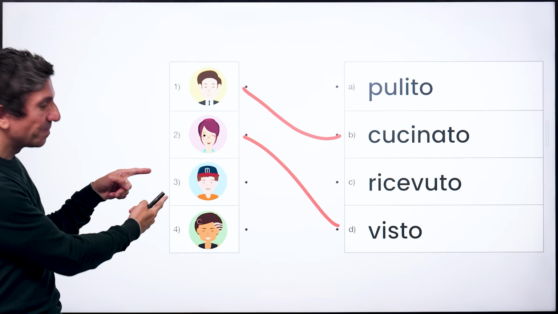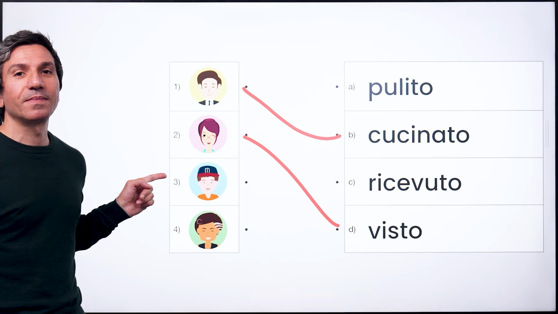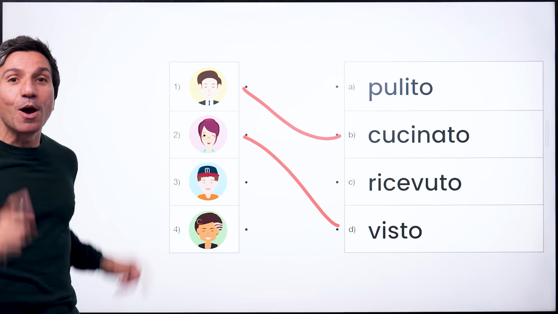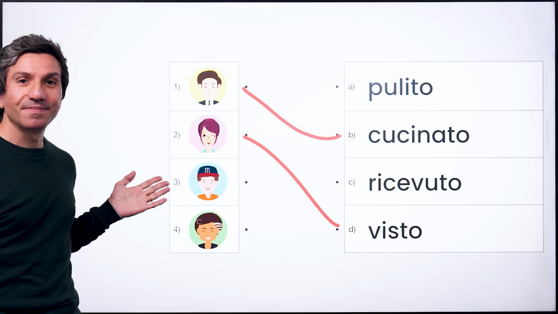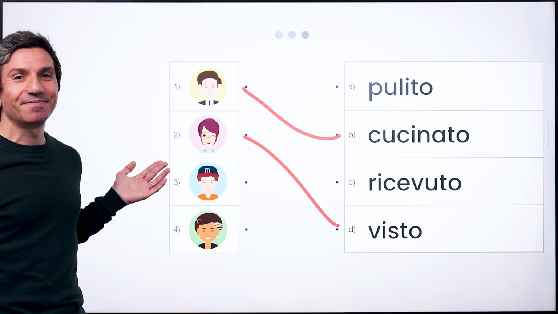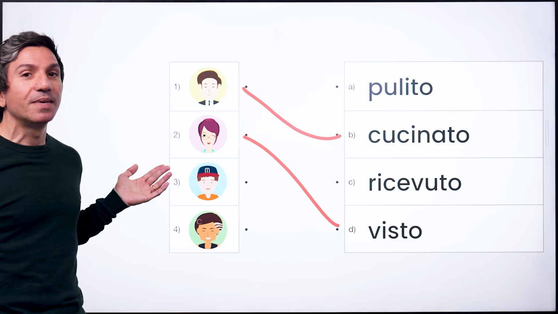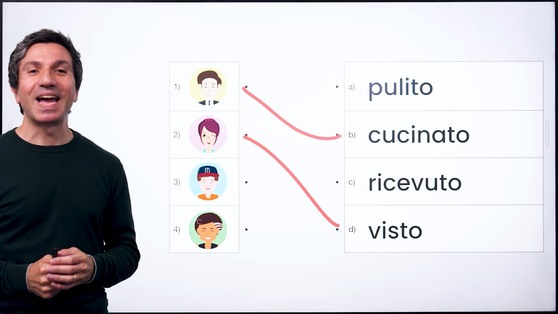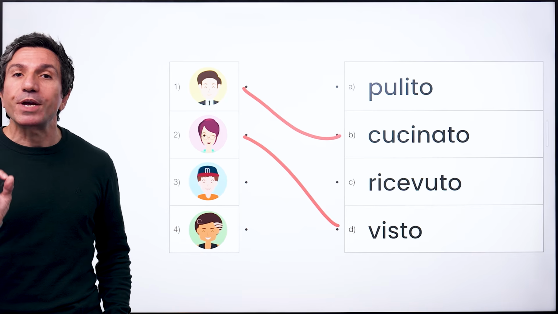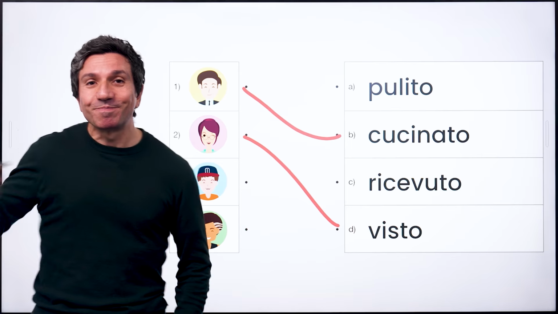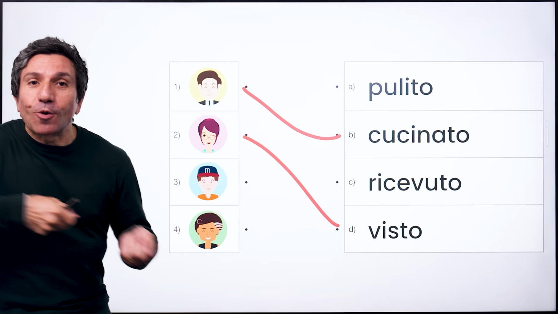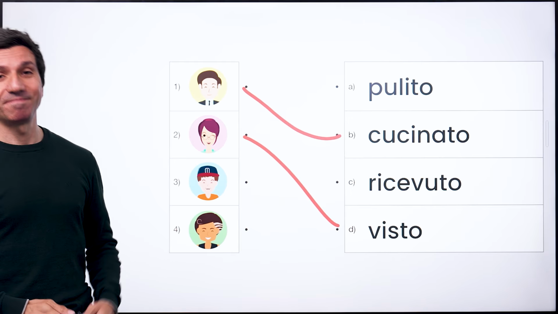Next. Ho pulito la mia stanza stamattina. One more time. Ho pulito la mia stanza stamattina. Did you hear? Pulito? Pulito, meaning cleaned, is the past participle of the regular ire verb, pulire. This sentence uses ho plus pulito to say I cleaned.